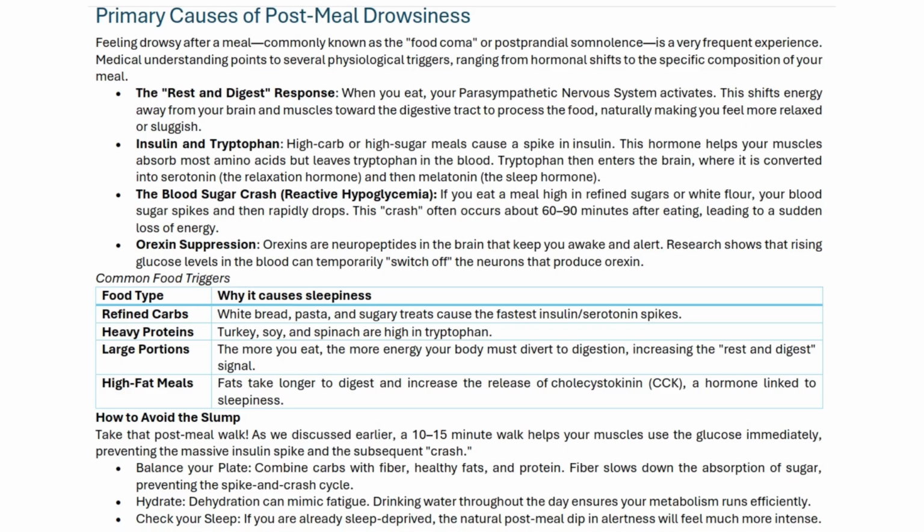Staying hydrated is also crucial, as dehydration can mimic fatigue. Lastly, individuals who are sleep deprived may experience a more pronounced dip in alertness after meals, highlighting the importance of adequate rest.